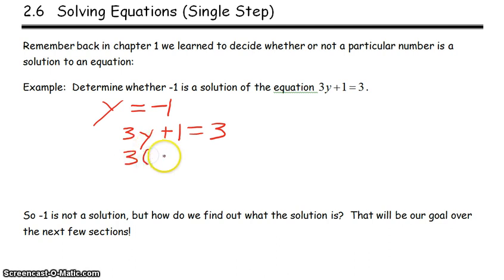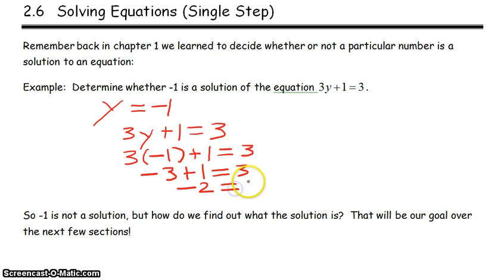So we have 3 times -1 plus 1 equals 3. 3 times -1 is -3, plus 1 equals 3. -3 plus 1 is -2, and we know -2 does not equal 3. So our answer here is no.